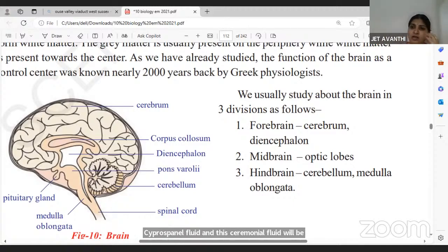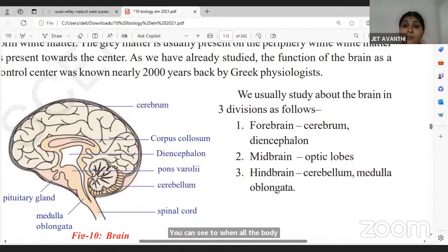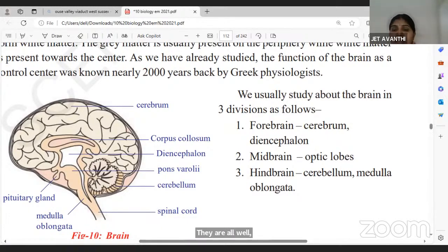You can see, children, all the body parts, whatever major organs we have in the human body, are all protected. They are all enclosed in a bony cavity. Here, the bony cavity which is enclosing the human brain is the skull. The skull is the part which protects the human brain.